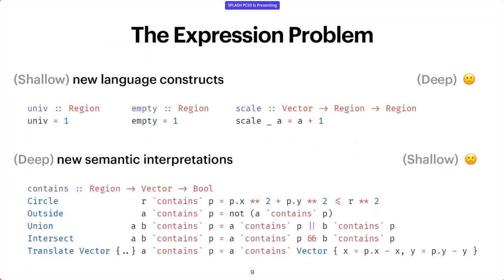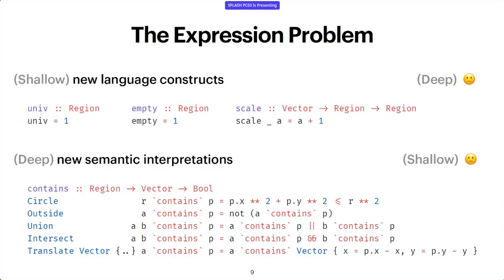On the contrary, to add a semantic interpretation in the deep embedding is very easy. You just need to define a new function by pattern matching like this. For example, contains checks if a pointer resides in a region. For example, circle R contains P if and only if P.x squared plus P.y squared is less than or equal to R squared, and so on.